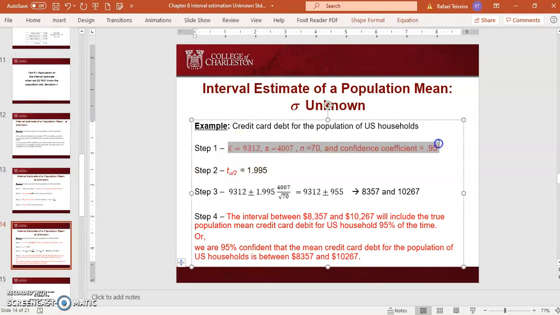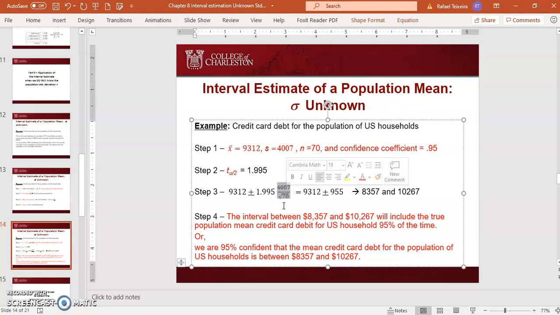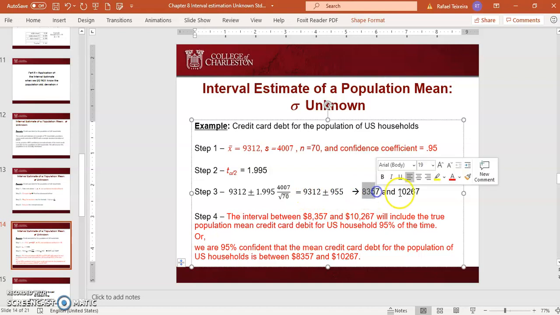So this information is given in the problem. You use the confidence coefficient to find the t alpha level divided by 2. And then after finding this value, you plug it in here and multiply by the standard deviation of the sample mean. And after multiplying these two numbers, the margin of error is 955, you add and subtract from the sample mean, and you get the lower and upper limits of the interval.